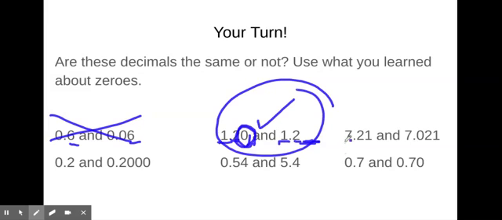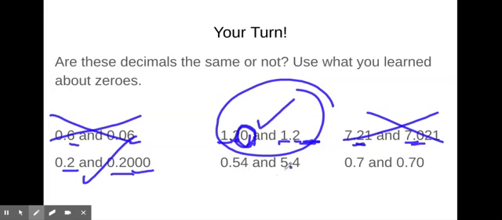Our next example has 7 and 21 hundredths and 7 and 21 thousandths. So here we have a 2 in the tenths place and a 0 in the tenths place. Because these digits are different, these decimals are not the same. For our next one, we have 2/10 and 2,010 thousandths. Remember that any zeros after that last digit don't actually change the value of the decimal, because both of these decimals have a 2 in the tenths place and then nothing else after it. So these two are the same.